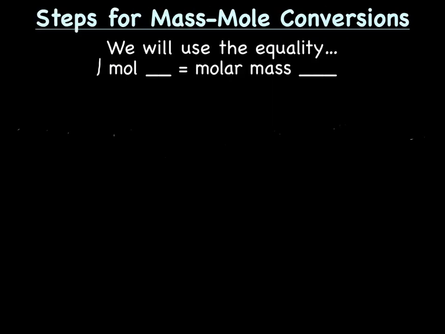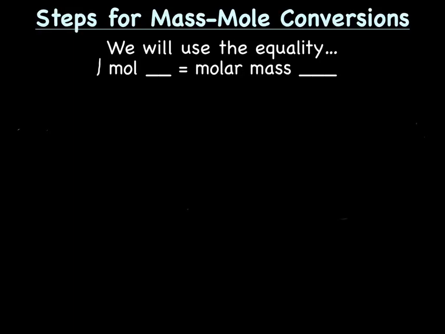Okay, the moment we've all been waiting for, the steps for mass to mole conversions, how to do these things. We're going to be using the equality: 1 mole of something equals the molar mass of something. So a real quick review. What do I mean by an equality? An equality is a conversion factor, a true statement, this equals that, that we can use to convert from one unit to the other. One I'm sure you are all familiar with is 1 foot equals 12 inches. That is a true statement. That is an equality.